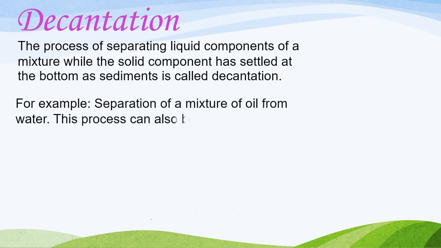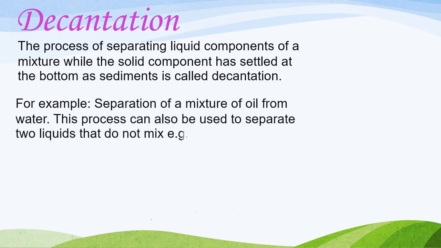For example, separation of a mixture of oil from water. This process can also be used to separate two liquids that do not mix, for example oil and water. So if we have to separate oil from water, then we can easily separate it with the help of the process of decantation. These two are insoluble substances. Oil cannot mix into water, so that's why we can separate oil from water.